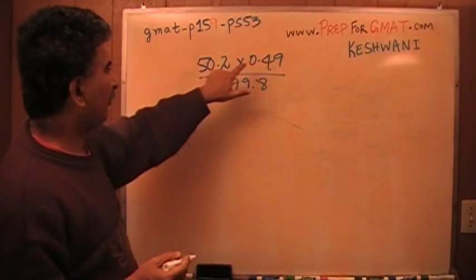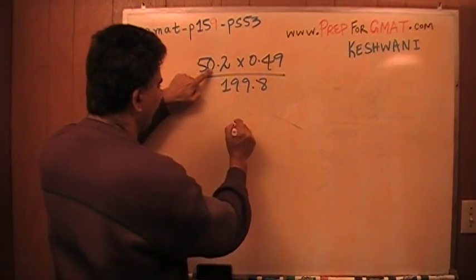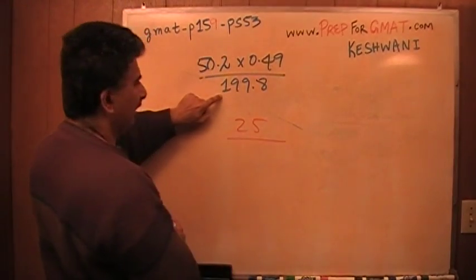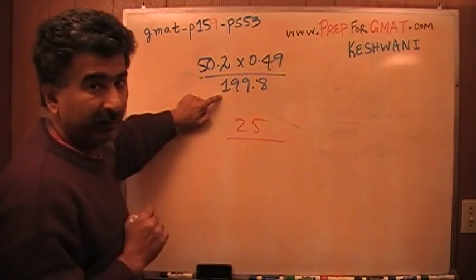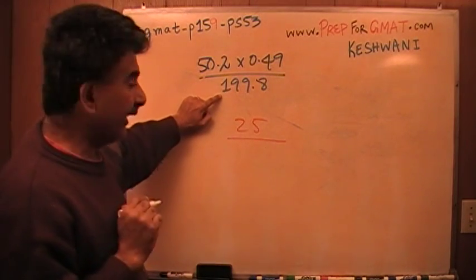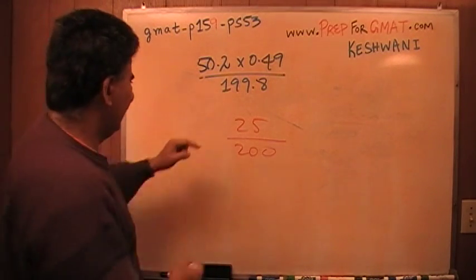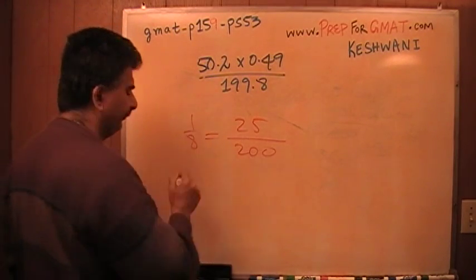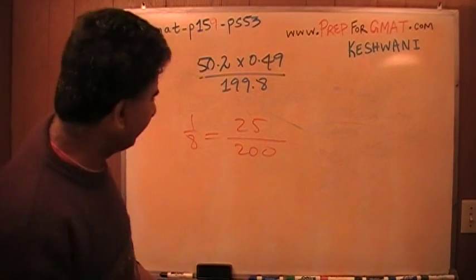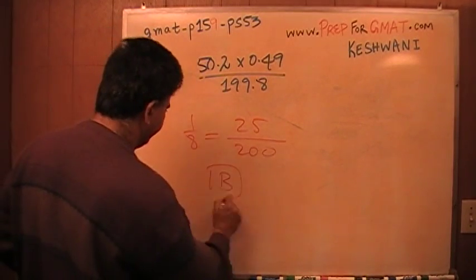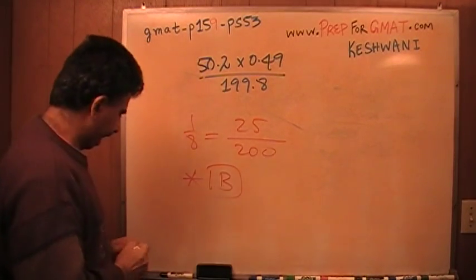What is half of 50? Half of 50 is 25. And at the bottom I have, what do I have? Don't say 199.8. On the bottom I have 200, because we're looking for approximation. The answer is 1/8. There you go. Answer is B. That's it. We are done.